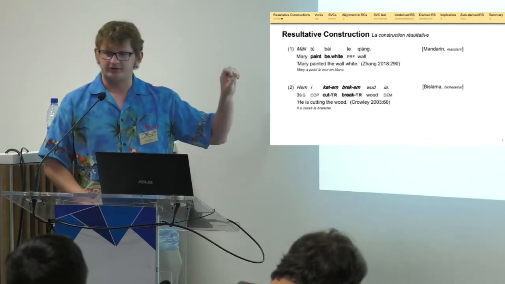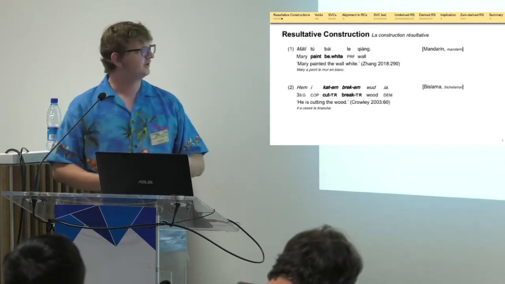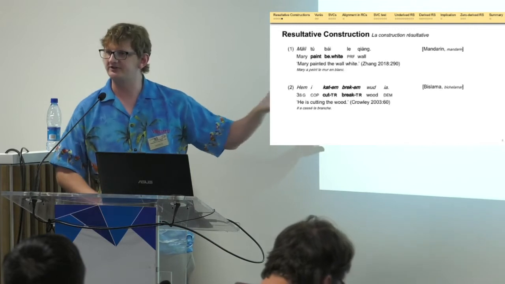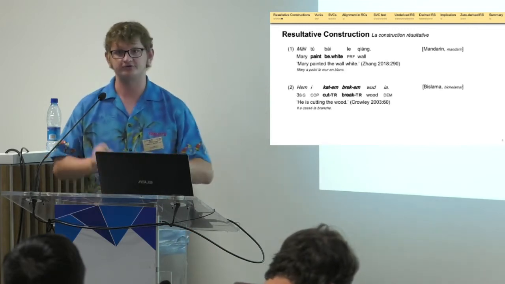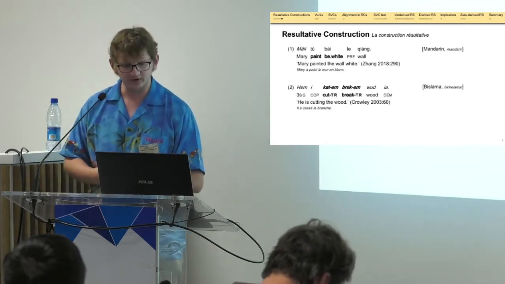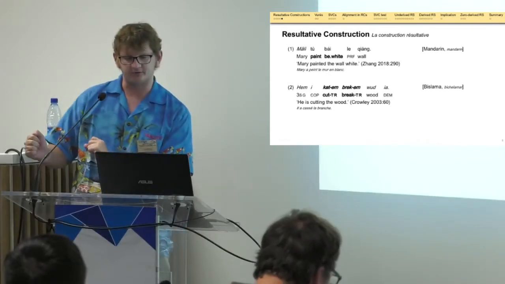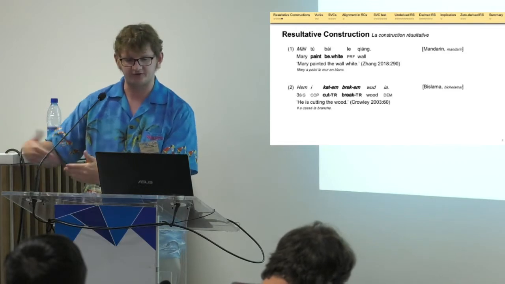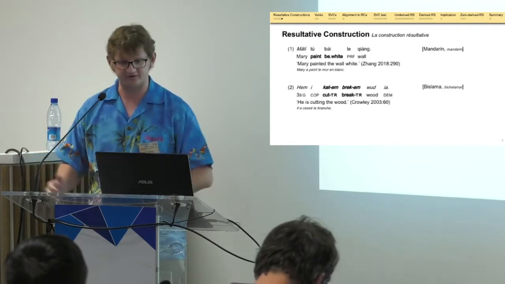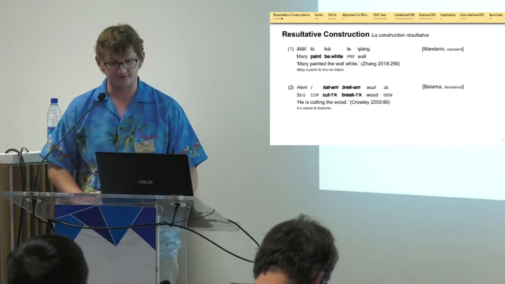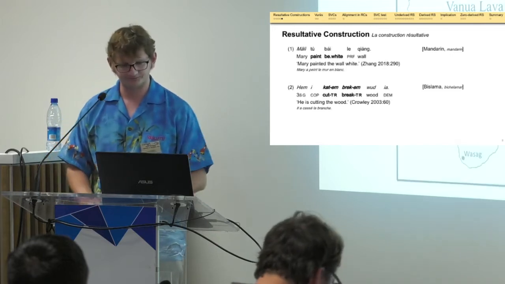And the Bislama one looks a bit more tangible, I think. You can really see these are verbs, like katem and brekem. These are two independent verbs. One of them is the causing verb, cutting, and the other one is something like what actually happens after you've cut it, so it's the effect verb. Both of them are transitive verbs.